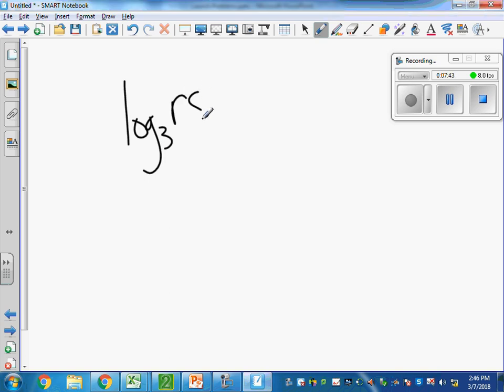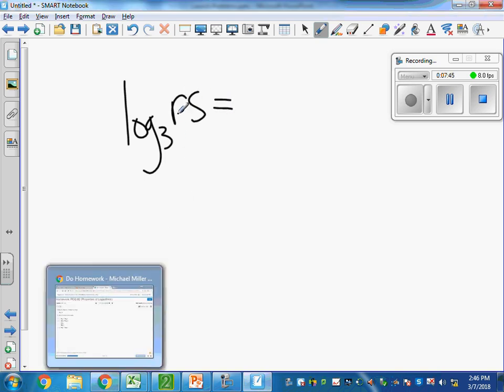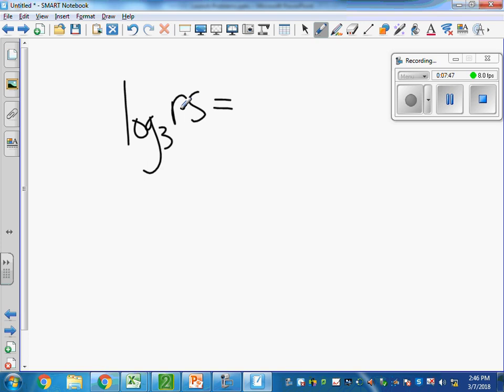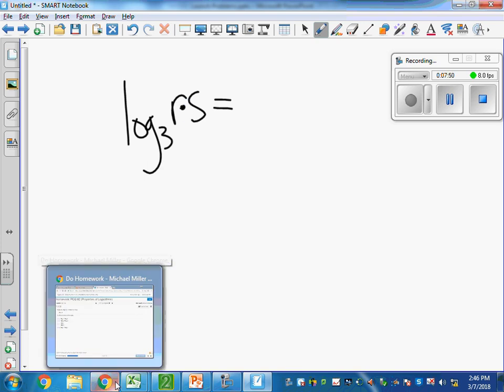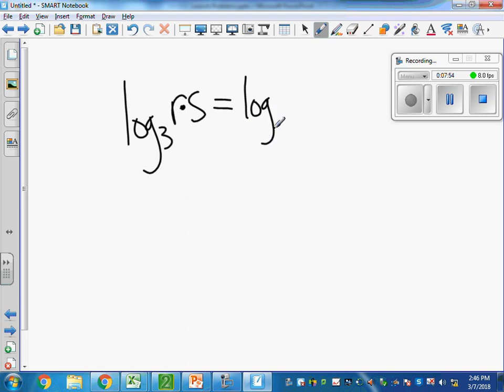Log base 3 RS. All right, what's happening between the R and the S? Multiplication, right? Product. Product plus. So now we're going to expand this. And we're going to say that the log of R times S is the log of R, keeping the common base, which is 3, plus the log of the second thing. The log of the first thing times the second thing is the log of the first thing plus the log of the second thing.